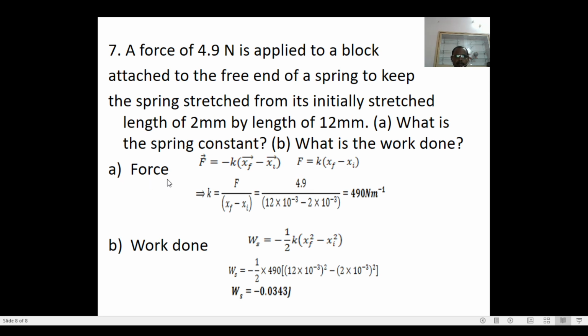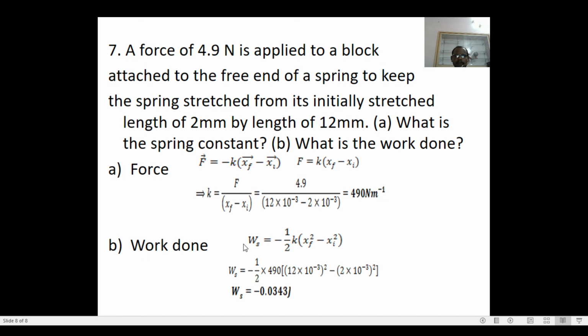Now point A, force. Force can be written as minus k into xf vector minus xi vector. F is equal to k into xf minus xi. This implies that consider only magnitude. K is equal to force by xf minus xi, which is equal to force is 4.9 Newton divided by xf, which is 12 mm, minus xi, which is 2 mm. Now which is equal to 490 Newton per meter.